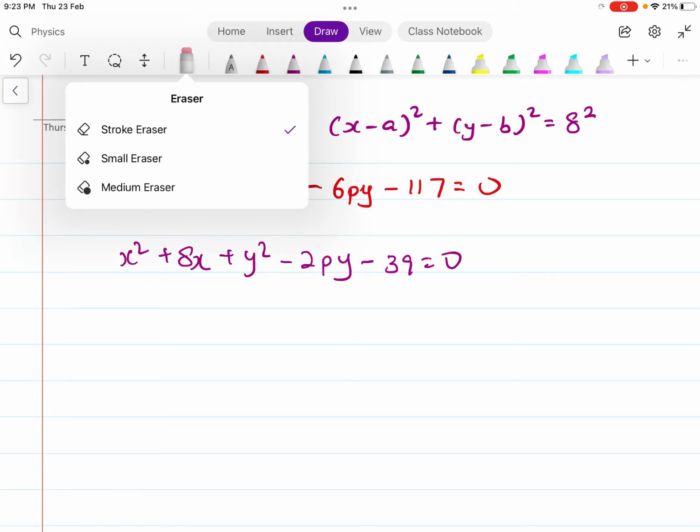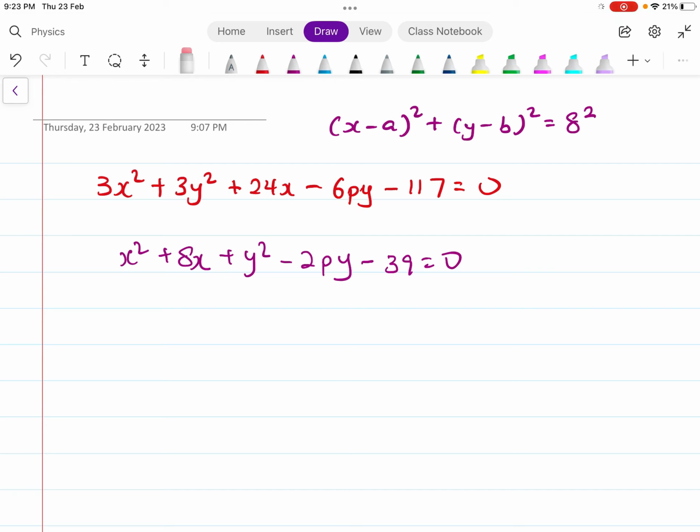For this question, first thing first, we must know that the standard form of the equation is (x minus a) squared plus (y minus b) squared equal to 8 squared. So this one is actually the center of the circle, (a, b), and this is the r. If you look at the equation that's given to us, it's 3x squared plus so and so forth. So the very first thing you want to do is to divide by 3.